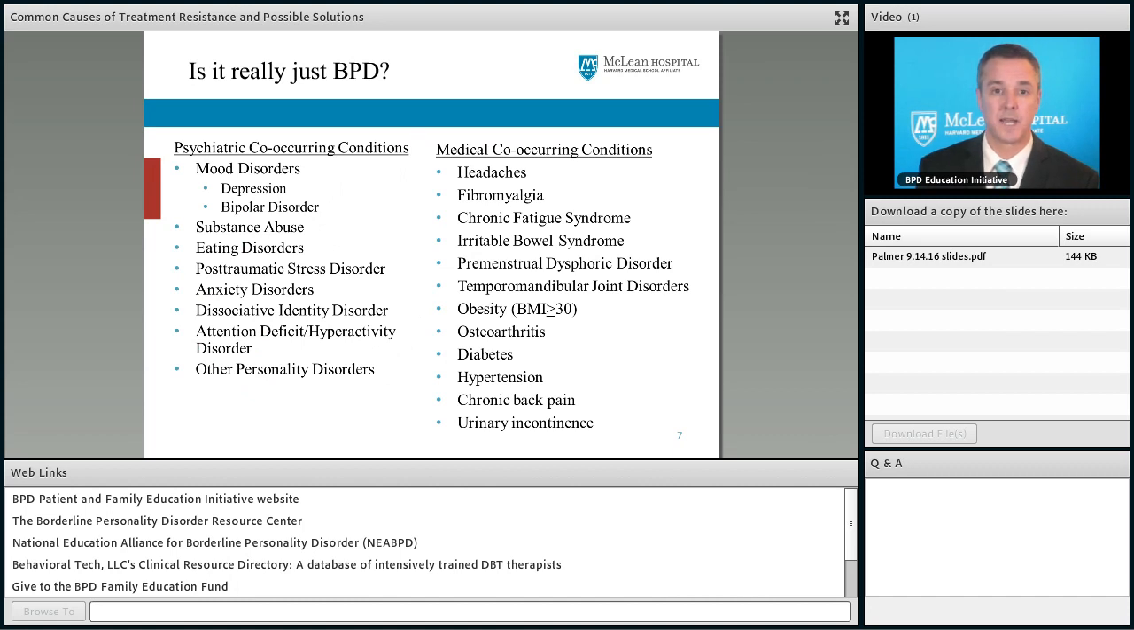So is it really just borderline personality disorder? I said, if there are other diagnoses, that makes it more likely that treatment's going to be more difficult. And here are all of the co-occurring disorders that are pretty common with borderline personality disorder. They include things like depression, bipolar disorder, substance abuse, eating disorders, post-traumatic stress disorder, anxiety disorders, and so on. They also include medical conditions like headaches, fibromyalgia, chronic fatigue syndrome, irritable bowel syndrome, and all of these others. And if somebody has 1 or more of these co-occurring disorders, and those disorders aren't being recognized and addressed, that will interfere with the treatment process and recovery.